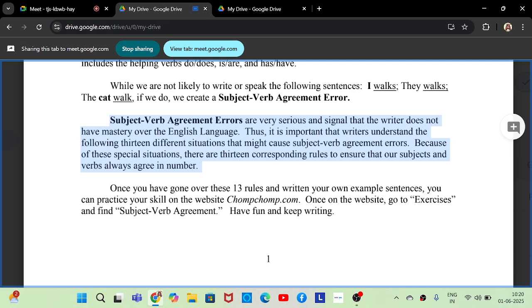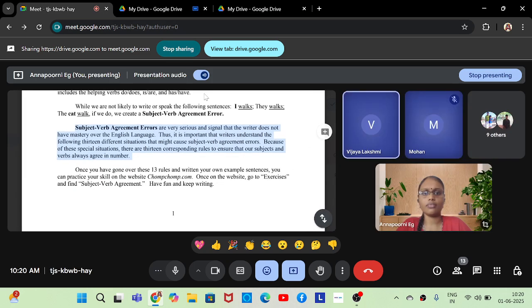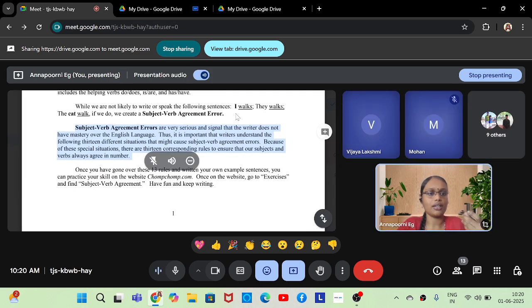They used to speak: she sitting, he walking, I coming. Is that correct? No, you have to say she is sitting, I am walking, they are coming. So am, is, are. You have to give importance to these kinds of small words.